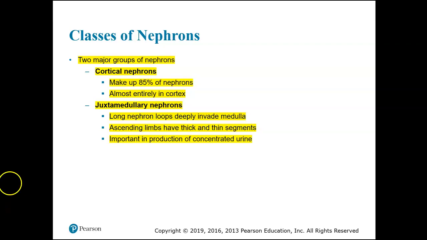So nephrons that we call cortical nephrons, which is about 85%, are shorter. They're found almost entirely in the cortex. But then we have juxtamedullary nephrons, which we'll spend the most time on. These have long loops called nephron loops or loops of Henle that travel deep into the medulla. Their purpose is to produce concentrated urine.